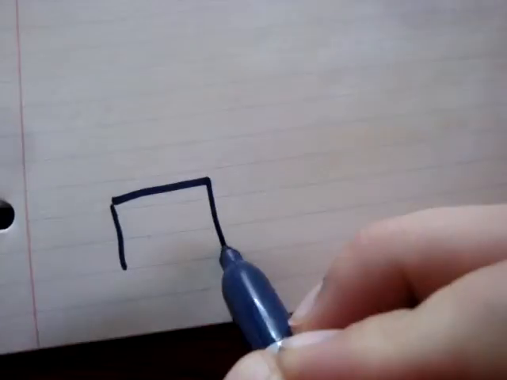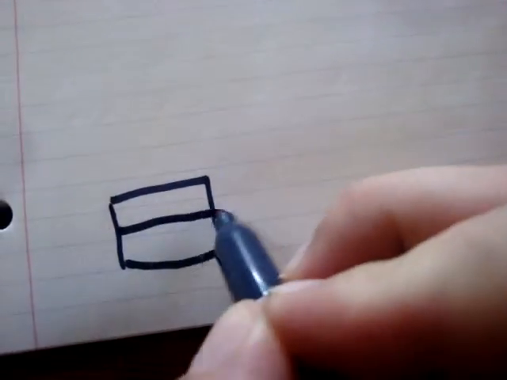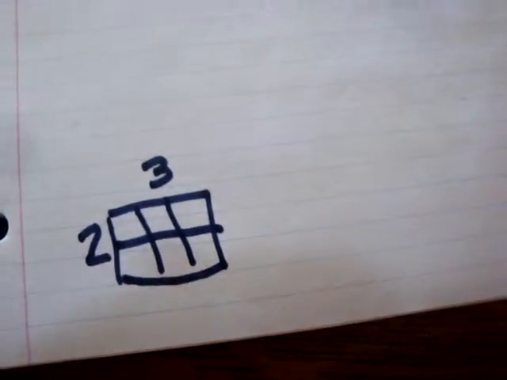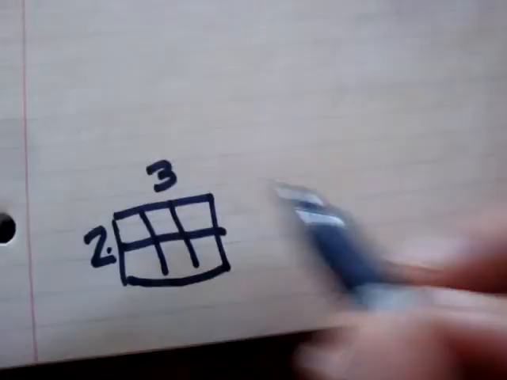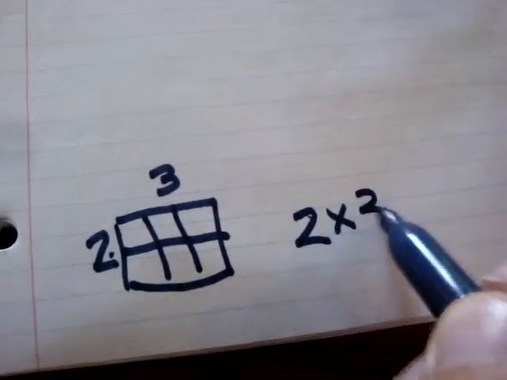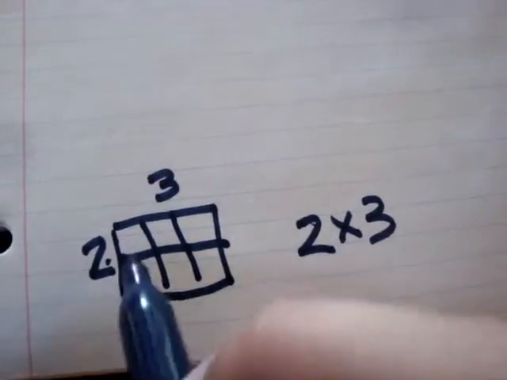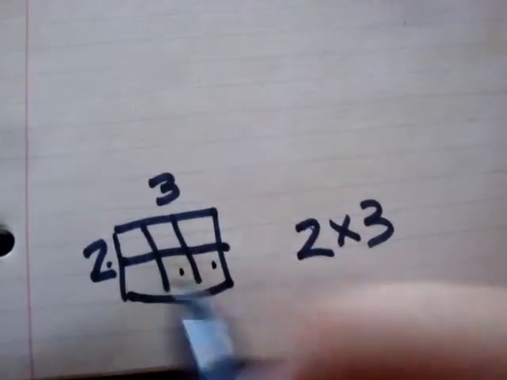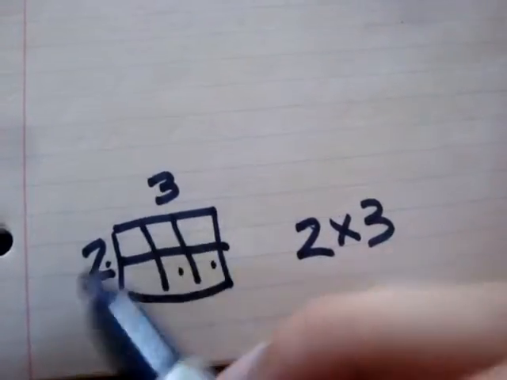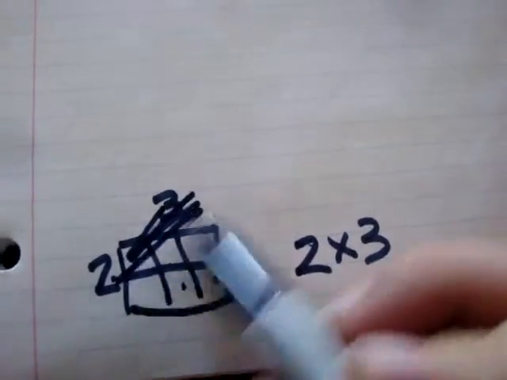So in this problem, we're looking at an array. If you've never worked with arrays before, arrays show basic multiplication. So if I were to make an array that was a 2 by 3 rectangle, 2 wide and 3 long, that would be 2 times 3, or the product of 2 times 3, which would be 1, 2, 3, 4, 5, 6 squares total. So that's basic arrays and basic multiplication.